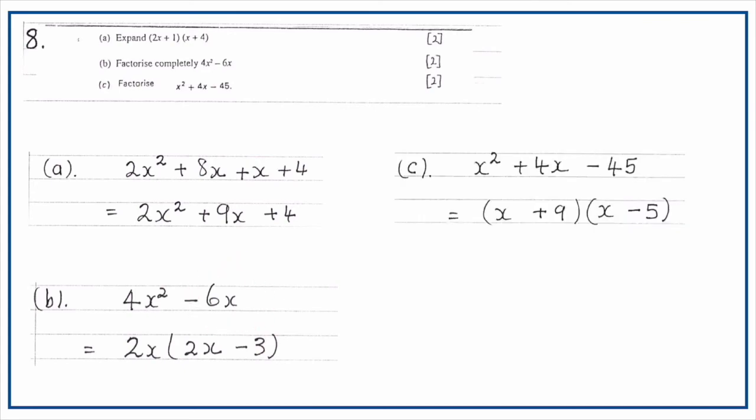8c, factorize completely x squared plus 4x minus 45 equals x plus 9 in one bracket times x minus 5 in one bracket, because 45 factors into 9 and 5, plus 9 minus 5, or if you like, plus 9x minus 5x gives us plus 4x.